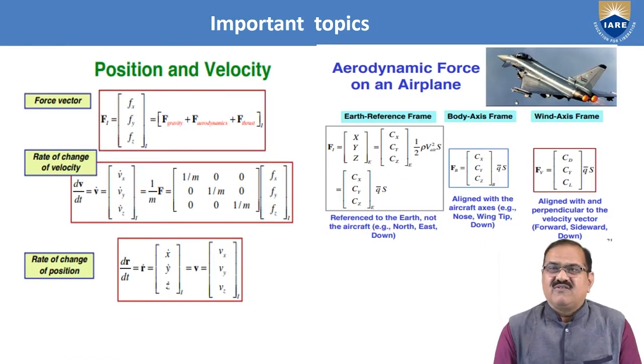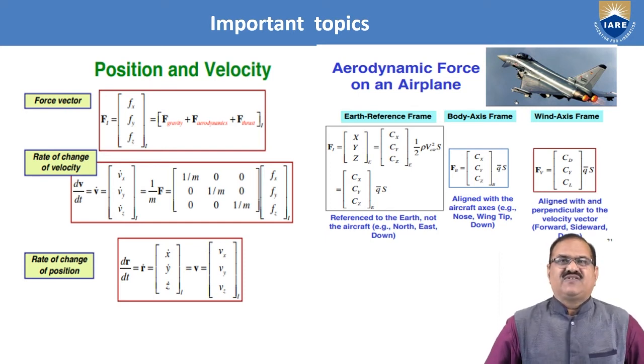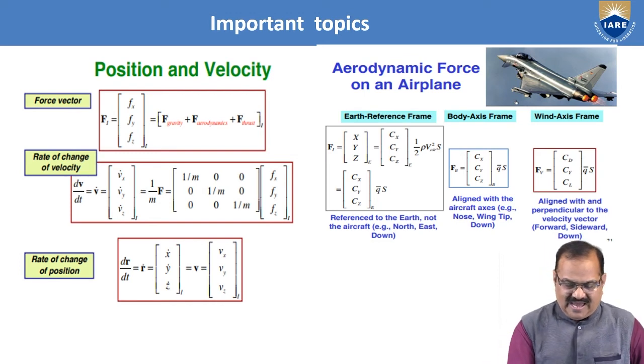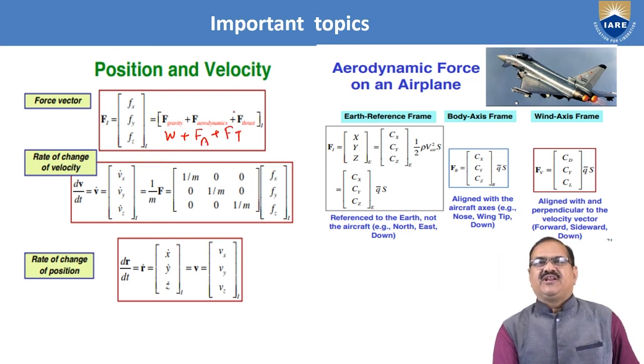Now I have given some important topics here. These are the position and the velocity. Now the force vector Ft is equal to the summation of Fx, Fy and Fz in time t. So these forces will be the force of gravity, the force of aerodynamics plus the force of thrust. So we can write that this is the weight plus the aerodynamic force Fa plus Ft. I will be denoting it like this.